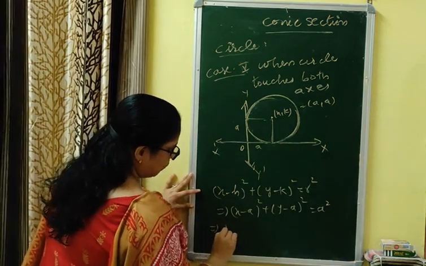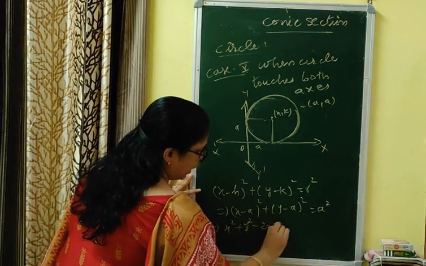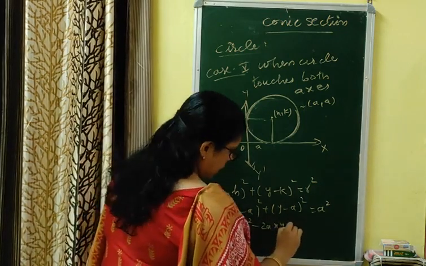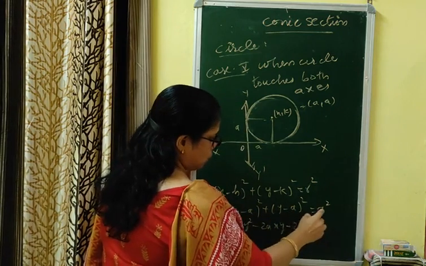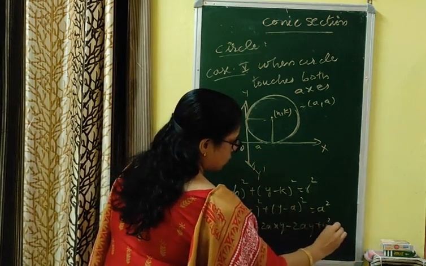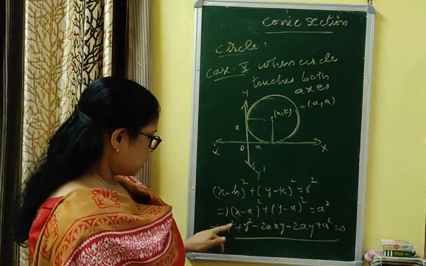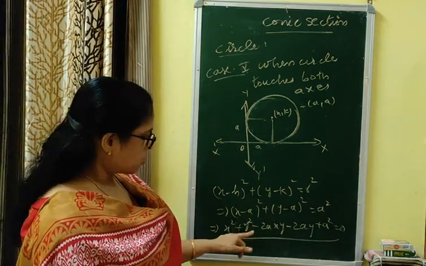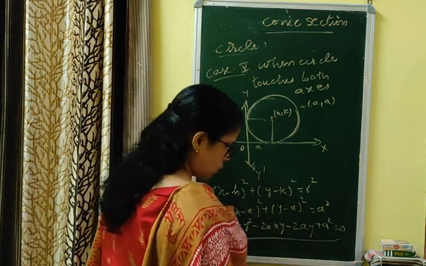That implies x² + y² − 2ax − 2ay + 2a² − a² = 0, that is, a² equal to 0 after cancelling. This is the case when the circle touches both axes. The equation of the circle is x² + y² − 2ax − 2ay + a² = 0.